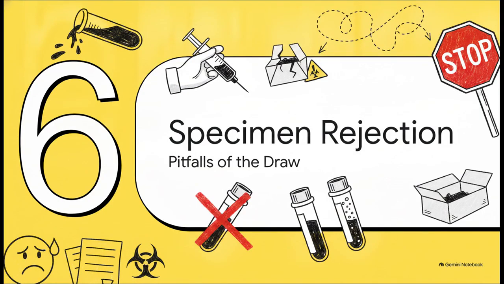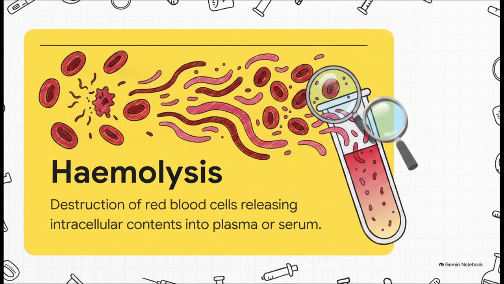Finally, Section 6, Why Specimens Get Rejected, the pitfalls of the draw. So, the biggest physical threat to a beautifully drawn specimen is something called hemolysis. This is the destruction or rupture of red blood cells, which causes the release of their intracellular contents directly into the plasma or serum. When this happens, the specimen turns an alarming pink or red color.